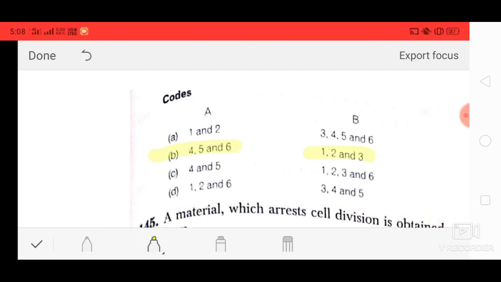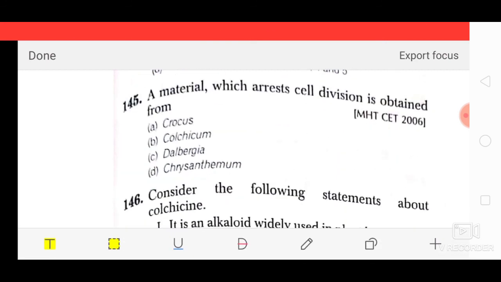Now the next question is, a material which arrests cell division is obtained from, and the options are A crocus, B is colchicum, C is Dalbergia, and D is Chrysanthemum. And the correct answer of this question is option number B, that is Colchicum.